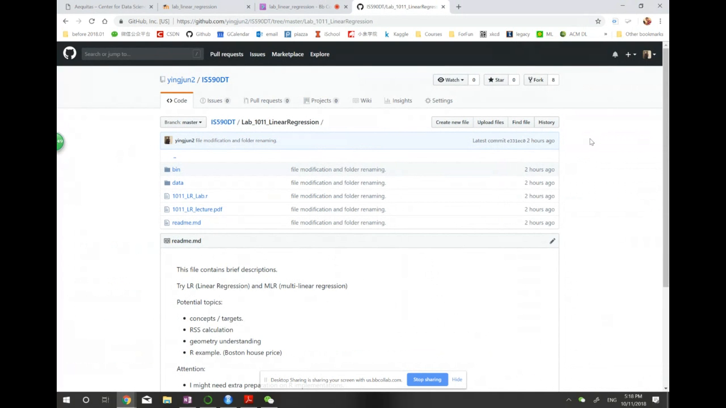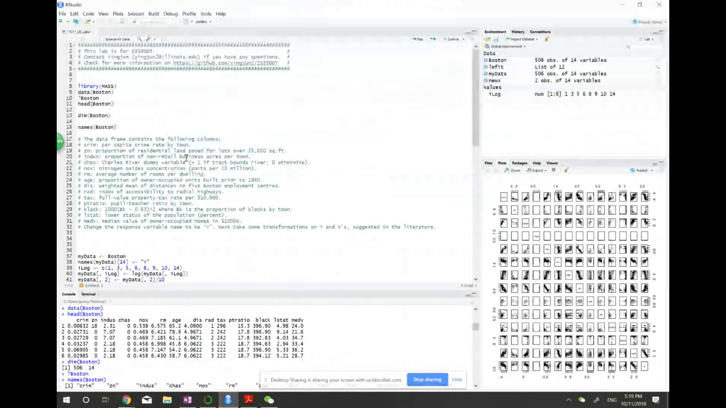And the R program is in this GitHub repository. If you haven't found it yet, you can go to github.com, the engine 2 and IS590DT, and then you can find the lab October 11th in regression. Then it will be found. And if you have already downloaded the R file, you can open your R or RStudio. For me, I am using RStudio to run this.